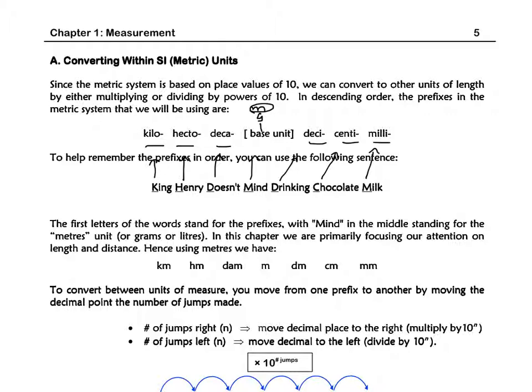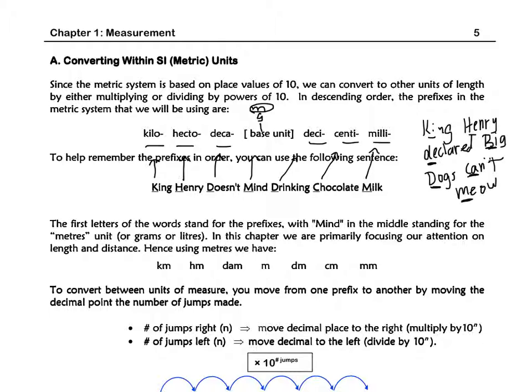The one that I use is King Henry declared big dogs can't meow. That helps me to remember because the B is for base. So King Henry, K for kilo, H for hecto, D for deca, B for the base, D for deci, C for centi, and M for milli.